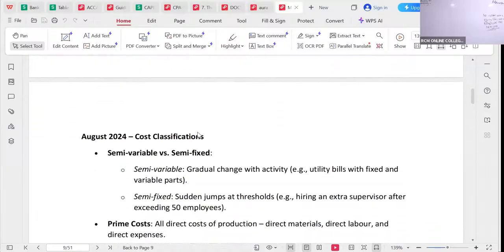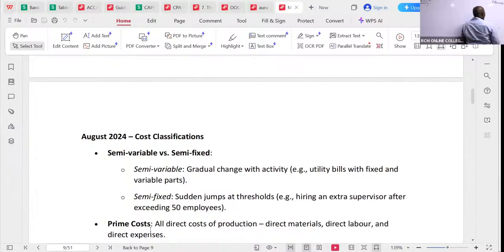I will not look at this semi-variable. I've really explained this severally. Look at prime costs. Prime cost comes from the word primary. Primary is the most important, basic. Prime costs are those costs that are direct costs, directly associated with what is being produced. So prime costs are variable costs as well. They're direct and they're variable.